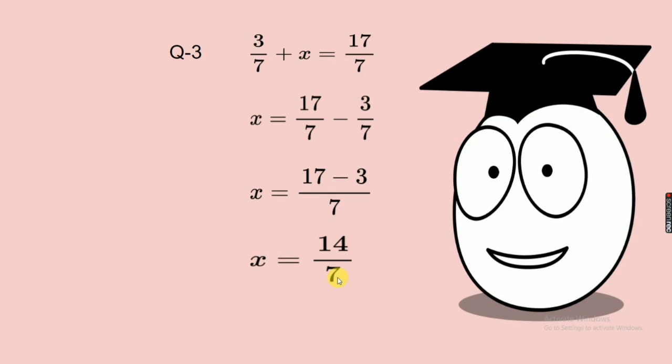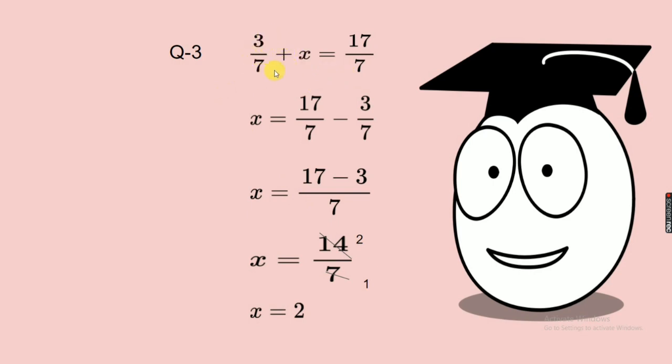So we got 14/7. Now we can simplify it. 7 ones are 7 and 7 twos are 14. So we got the value of x, our variable, that is equal to 2. So this is how we solve the linear equations.